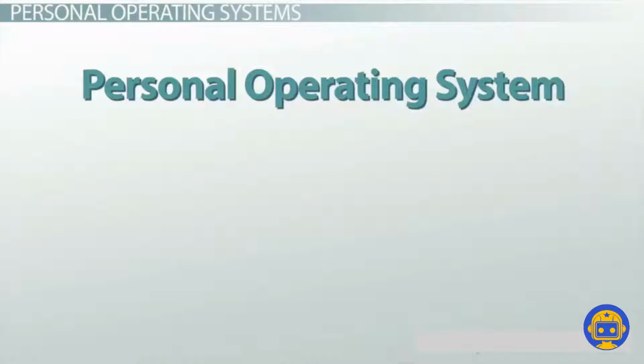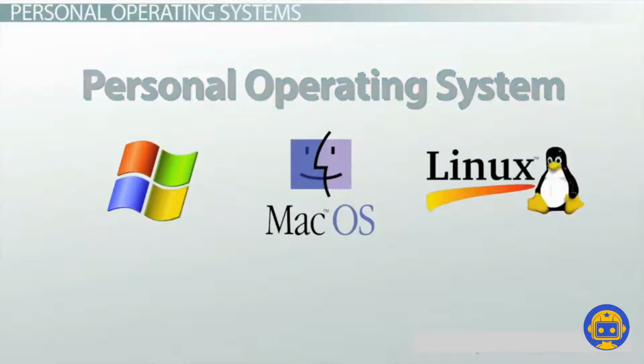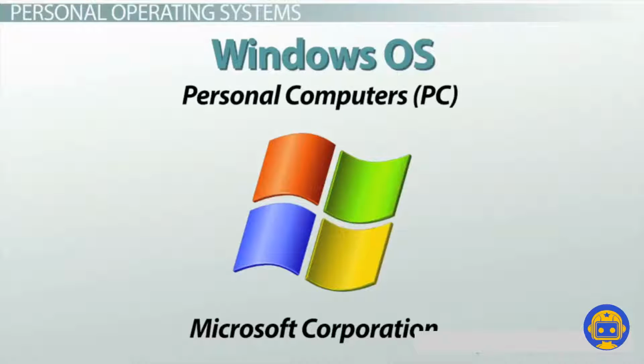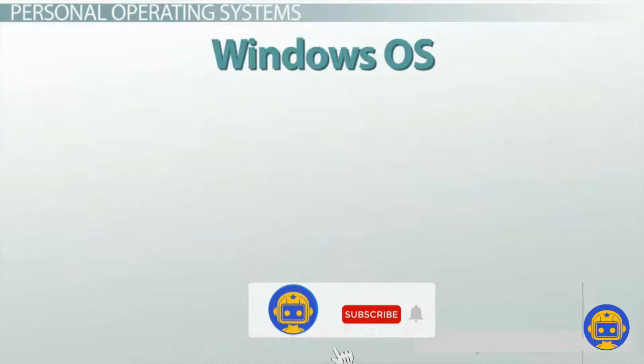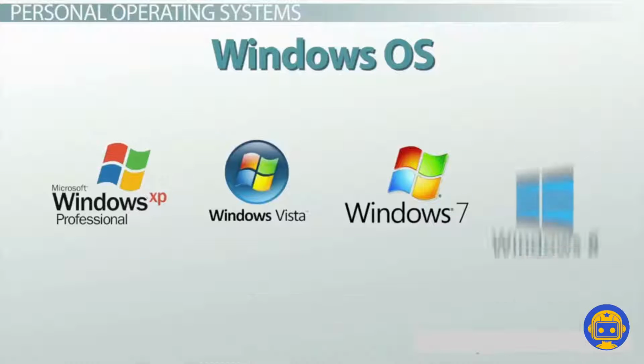Examples of these would be regular desktop computers, laptops, tablets, and smartphones. The most widely used ones are Windows, Mac OS, and Linux. The Windows OS was created by the Microsoft Corporation in 1985. It is the most widely used OS for personal computers, or PCs. If you have been a PC user for some time now, you may recall some of the different versions of Windows, such as Windows XP, Vista, 7, and 8.